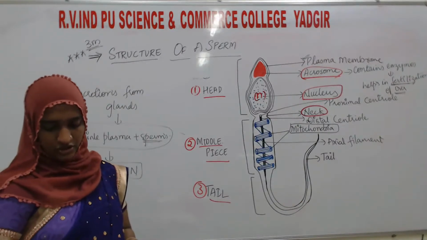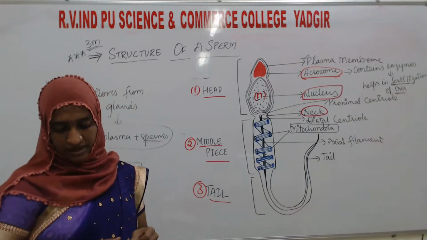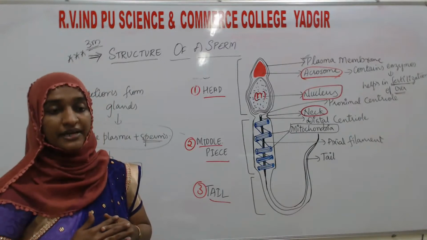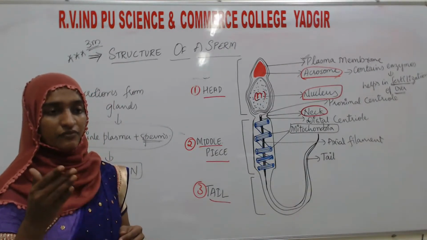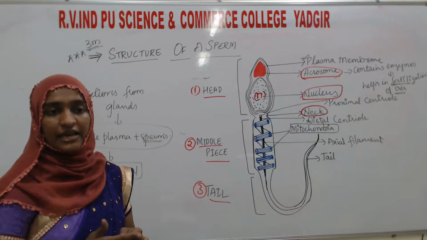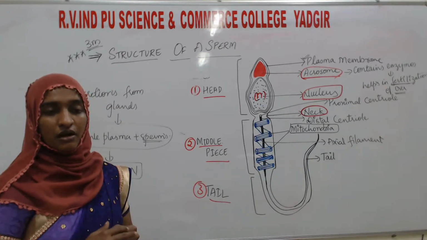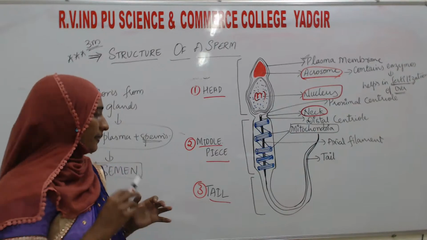So the functions of the male accessory ducts and glands are maintained. The ducts carry the sperms to the urethra or the ejaculatory duct, that function.